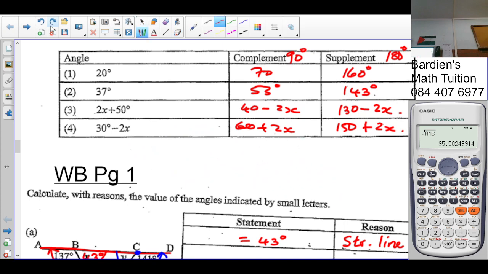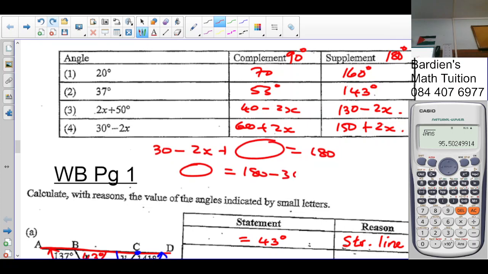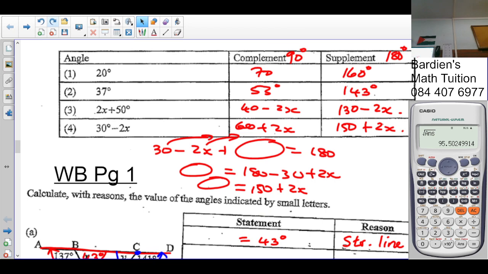And then for the supplementary, it's going to be 30 minus 2x plus some number. It's going to be 180. Some number is going to be 180 minus 30 plus 2x. Remember, when you transpose any term, the sign changes. Okay, it's going to give you 150 plus 2x.